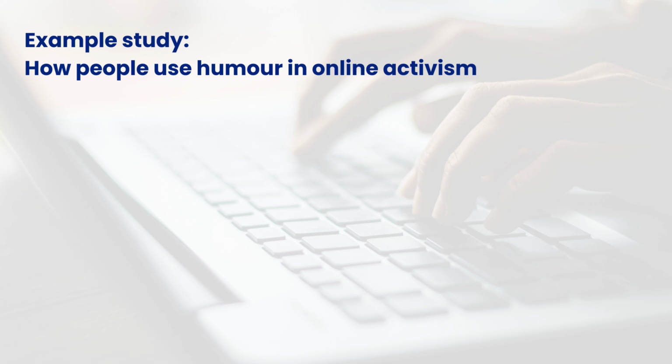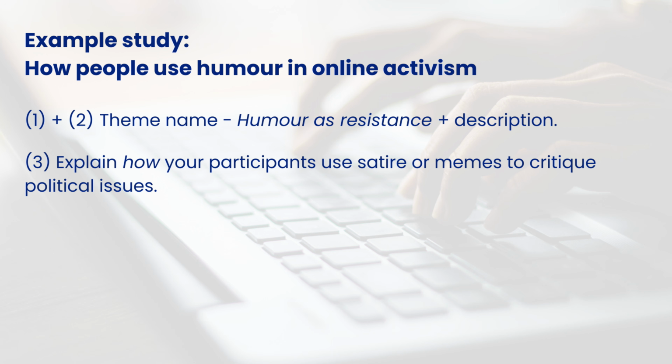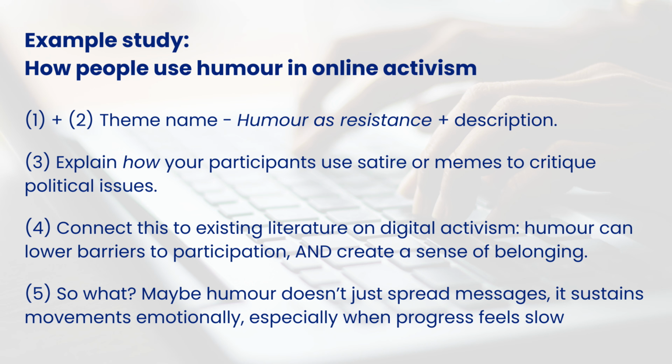Let's take a look at an example. Let's say you're doing a social sciences PhD on how people use humour in online activism. Maybe your first theme is humour as resistance. So you'd start by describing how your participants use satire or memes to critique political issues. Then you connect this to the existing literature on digital activism. You might show how your findings support the idea that humour can lower barriers to participation, but you might also extend that by highlighting how it creates a sense of belonging, and that might not be something that previous researchers identified. And finally, you'd end with your mini so what.